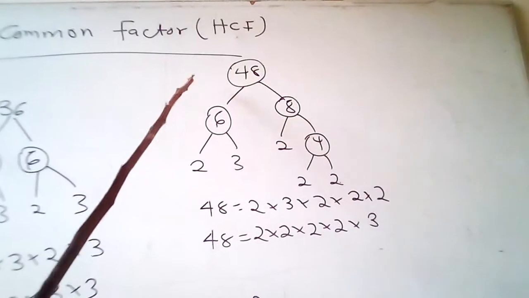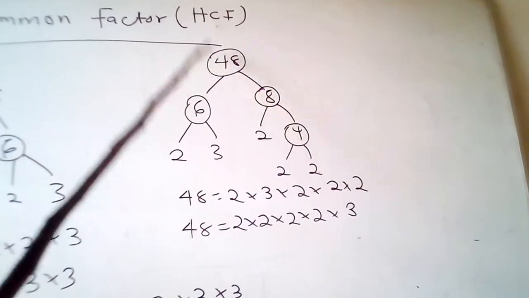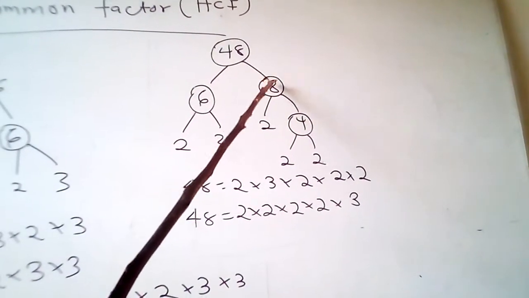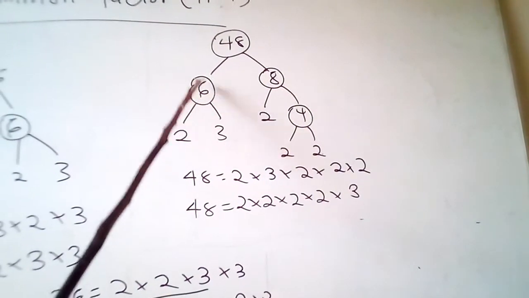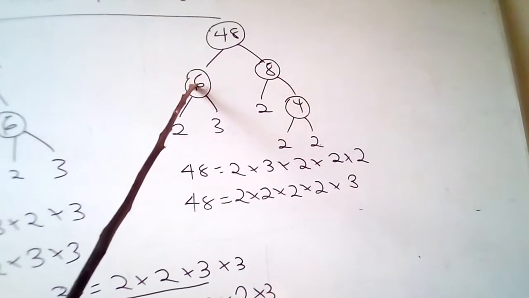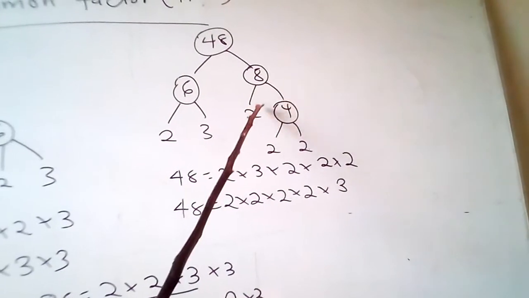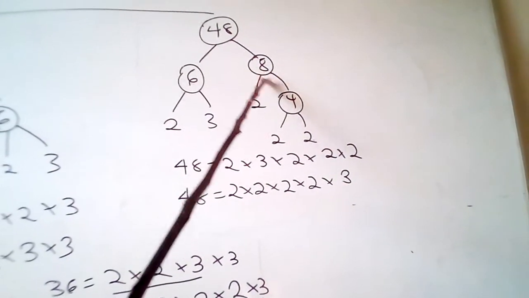And then 48. Which number can go into 48? 6 can go into 48 8 times. And this 6, 2 can go into 6 3 times. And 8, 2 can go into 8 how many times? 4.